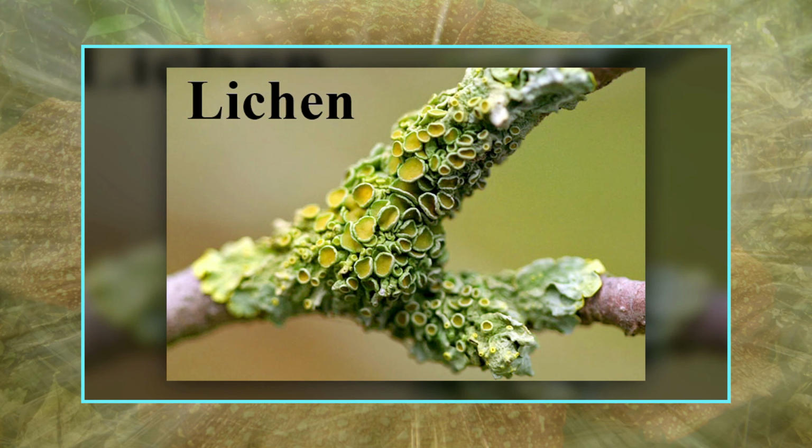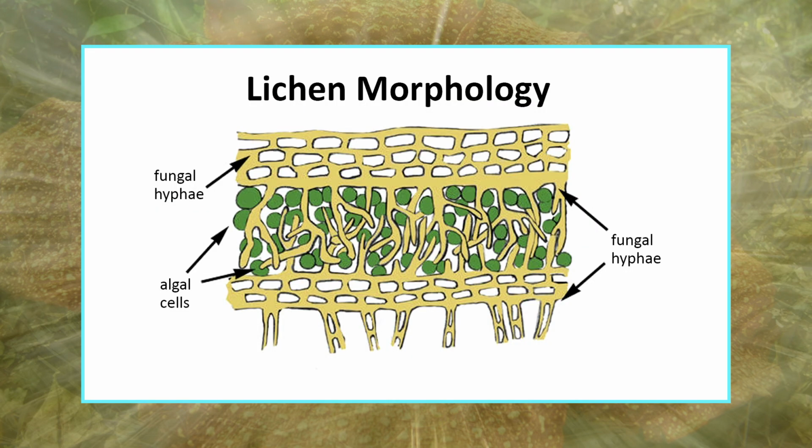Lichen is made up of a fungus within the cells of which an alga is embedded. The fungus absorbs the moisture and nutrients while the alga manufactures the food. It is an obligatory type of mutualism.